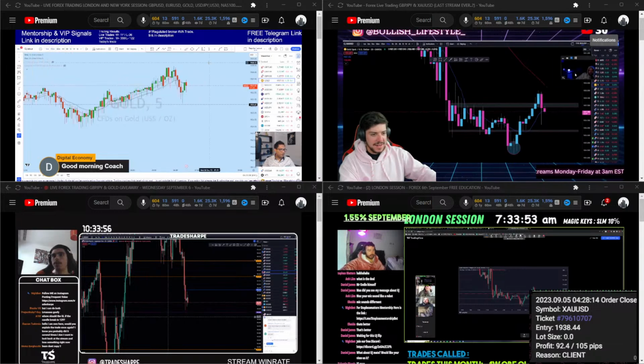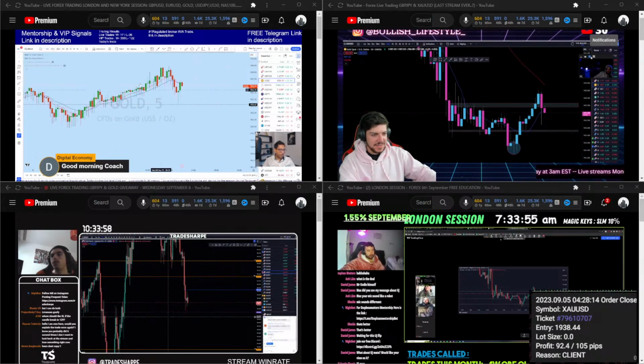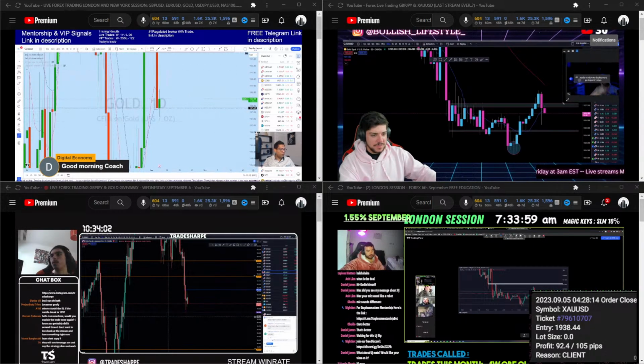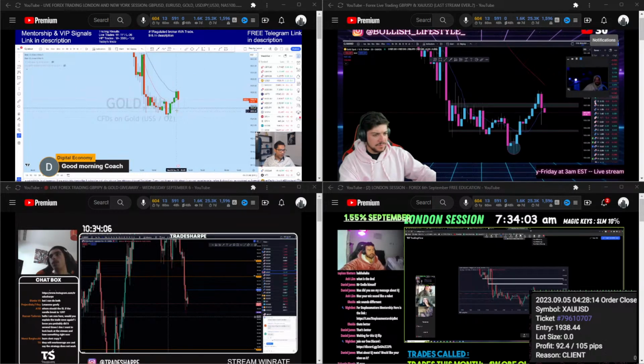Very risky to buy into weekly resistance? Not really, because we have space to it. It's very risky to buy at weekly resistance, but not buy into it.